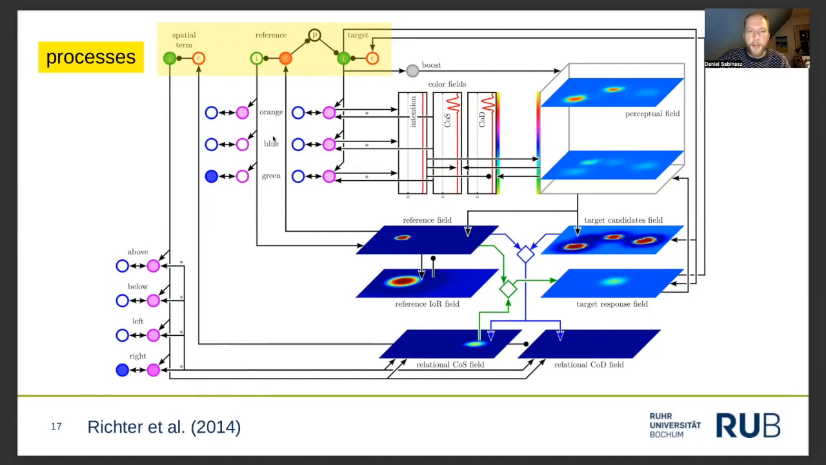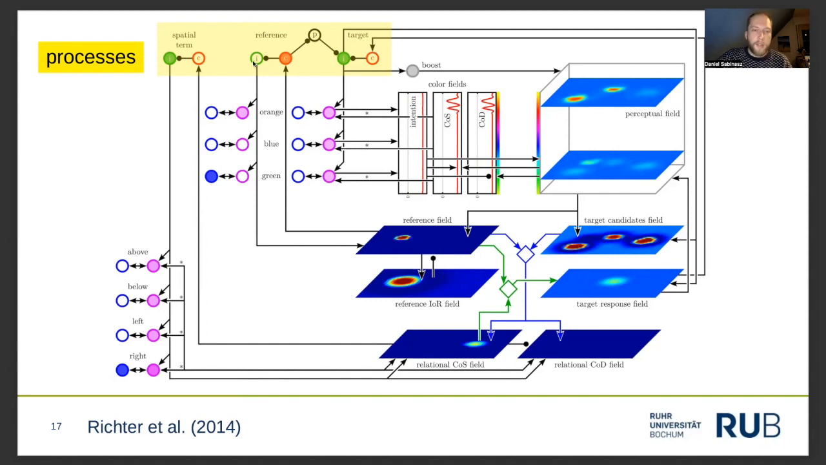In the more recent DFT models, there's a particular theory about how processes are realized in neural dynamics. Every process has a so-called intention node and a condition of satisfaction node. The intention nodes are these green nodes here, and the condition of satisfaction nodes are these red nodes here. We have a process called the spatial turn process, another process called the reference process, and yet another process called the target process.